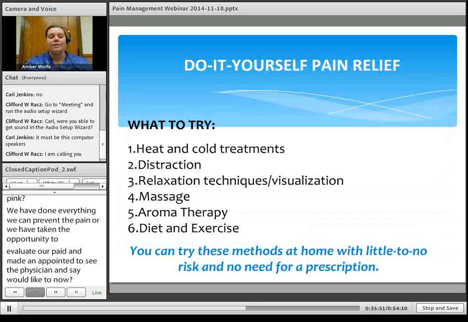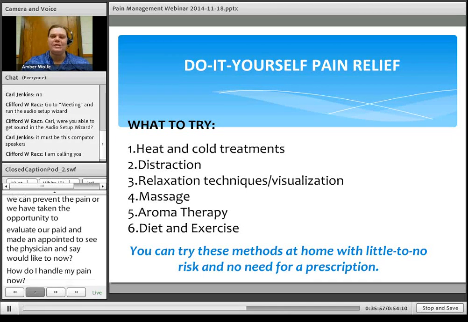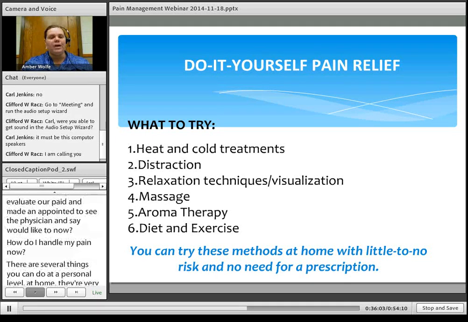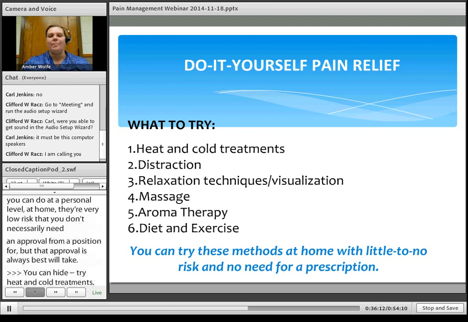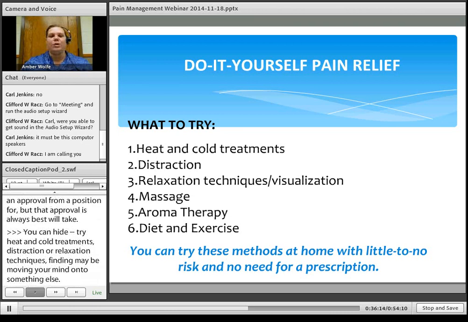There are several things you can do on a personal level at home that are very low risk that you don't necessarily need an approval from a physician for, but that approval is always best to obtain. But you can try heat and cold treatments on your own. You can try distraction or relaxation techniques even. Finding, maybe moving your mind onto something else. If you know that your knee is starting to hurt pretty badly, maybe finding something else to focus your mind on to take the thought away from that pain.